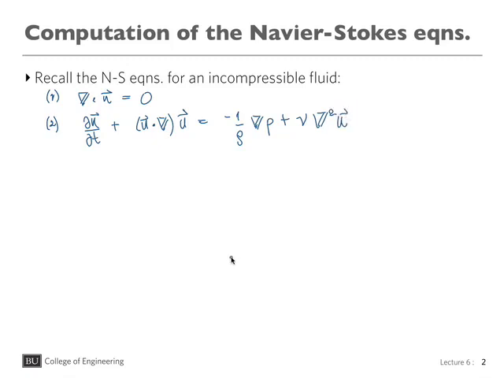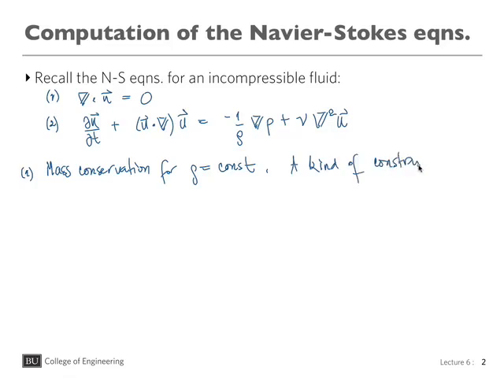Okay, so equation 1, of course, represents mass conservation for constant density, and it appears as a kind of constraint, like a kinematic constraint, to the general time-dependent equation of motion, which is the momentum equation, the equation of motion 2.